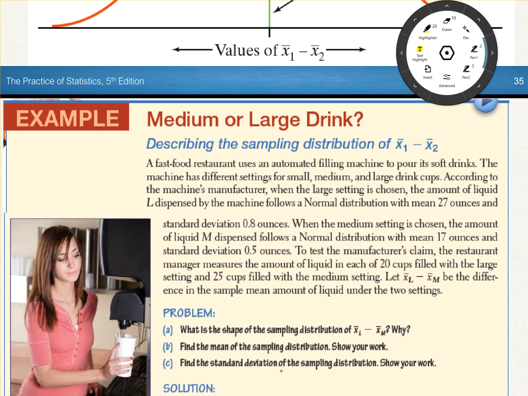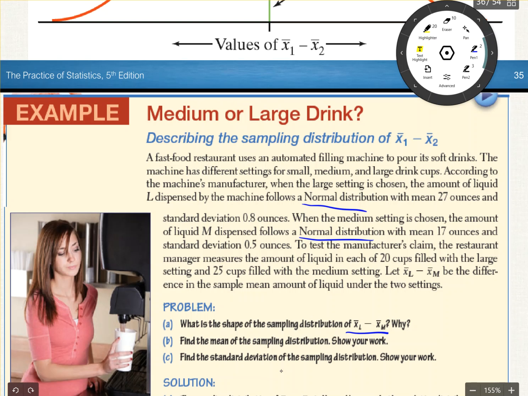Well, since they're both normal, this is going to be approximately normal. Since X bar L and X bar M, those sampling distributions are normal, therefore the difference must be normal. Find the mean of the sampling distribution. Show your work. Well, the mean is just going to be 27 minus 17. This is going to equal 10.